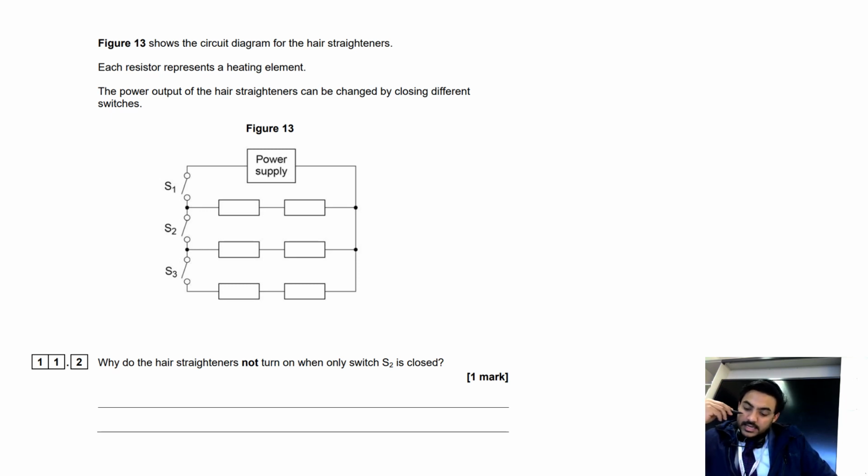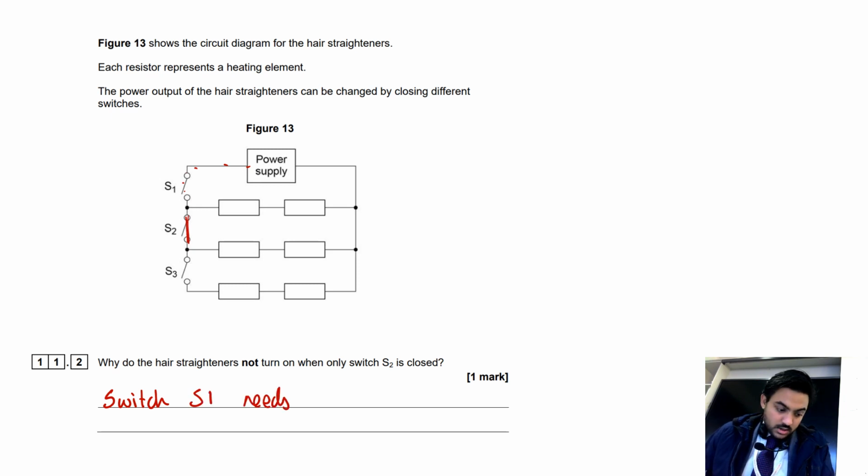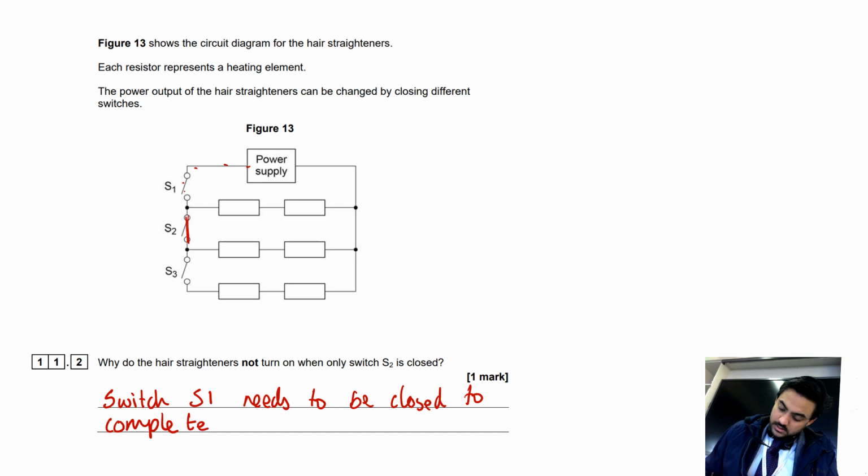Figure 13 shows a circuit diagram for the hair straighteners. Each resistor represents a heating element, okay? And the power output of the hair straighteners can be changed by closing different switches. Why do the hair straighteners not turn on when only switch S2 is closed? Fantastic question, because switch S2 being closed does not provide a conducting pathway for the electrons to flow from the power supply. So what I would say is switch S1 needs to be closed to complete the circuit.